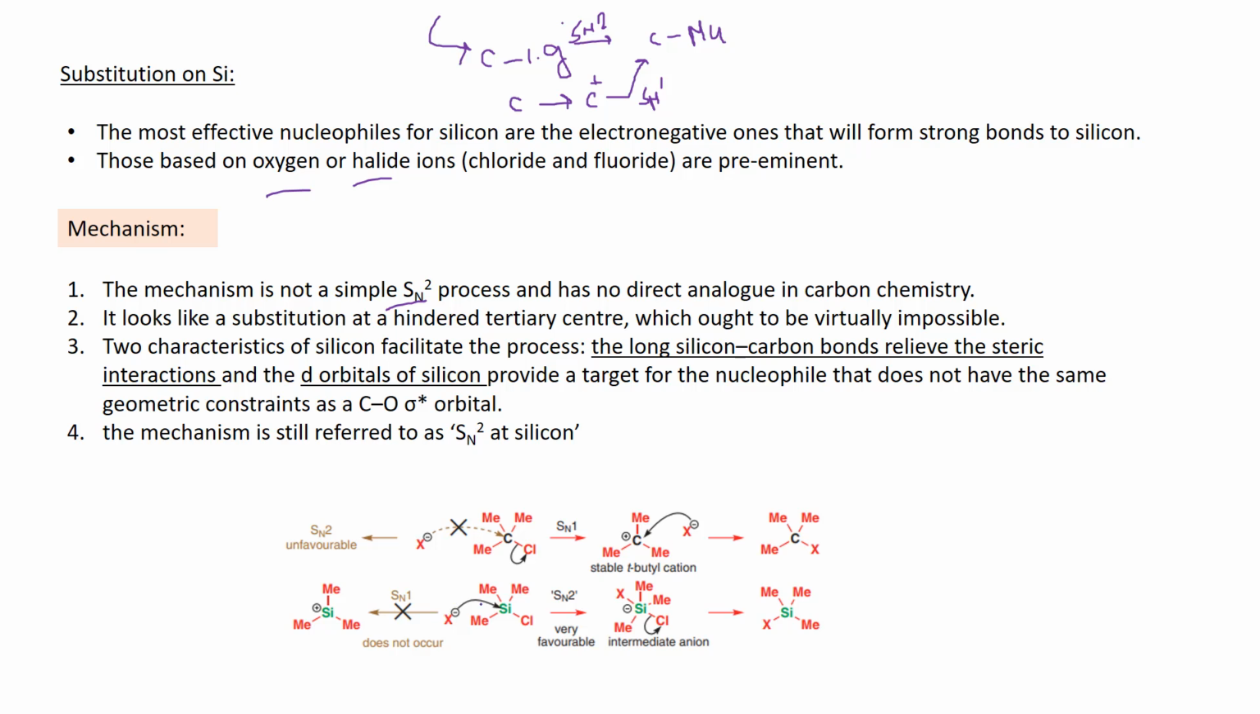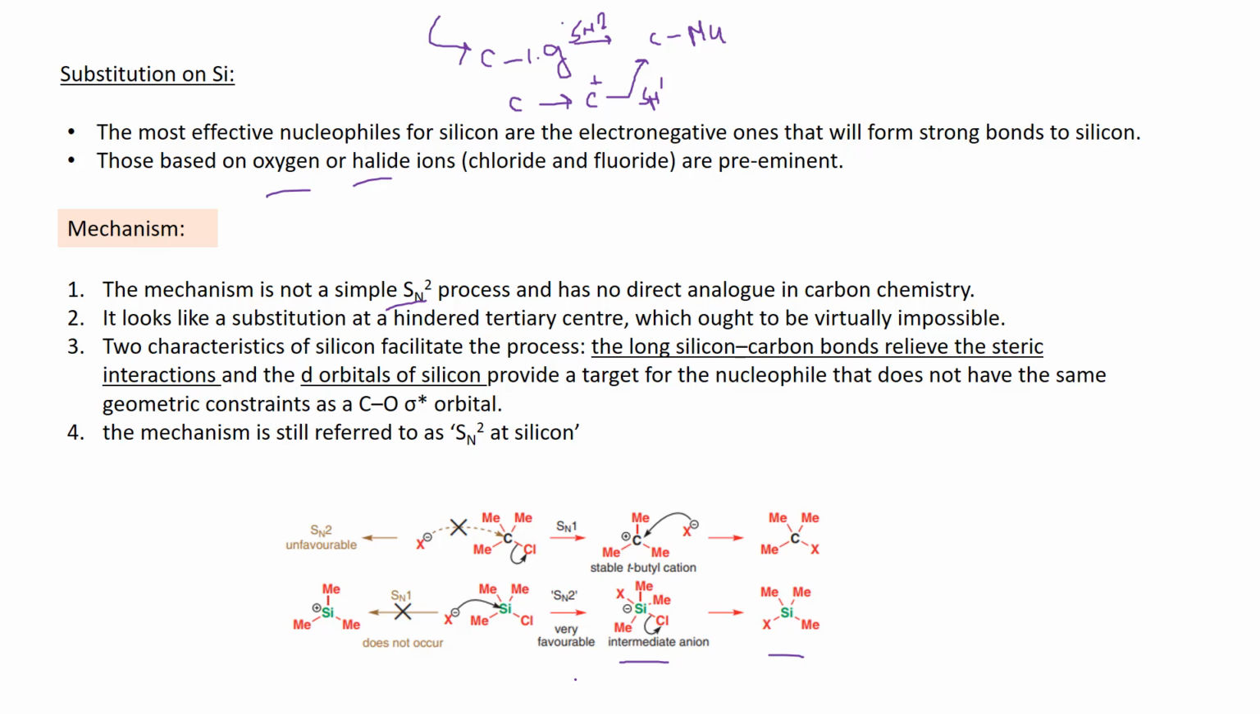This nucleophile will attack the silicon and get incorporated, forming this pentavalent intermediate. After removal of the leaving group, it forms this type of tetracoordinated compound. So it is similar to the SN2 for carbon, but in the case of SN2 for carbon we get a pentavalent transition state, while here we are getting a pentavalent intermediate. So you know the difference between a transition state and an intermediate.